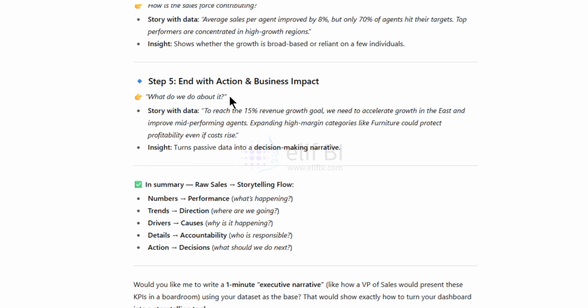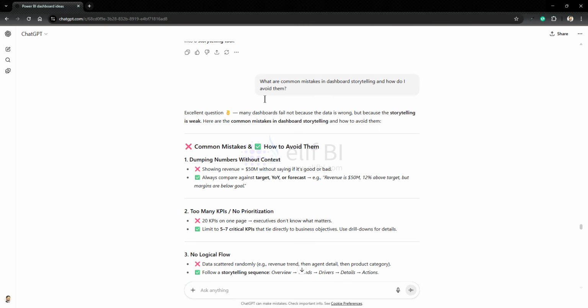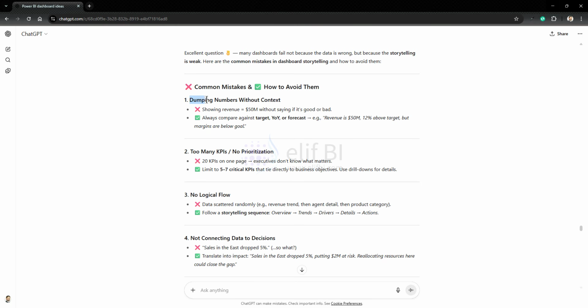Remember that when we were talking about the dashboards, there were 3 different aspects about the dashboard, that it tells us what happened. It should also tell us why it happened. And the third point was, what should we do about it? So this is how we are going to turn our insights into actionable insights. And then I ask a general question, which is not related specifically to this dashboard. And that is, what are the common mistakes in dashboard storytelling and how do I avoid them? And then it tells me, first, which is a very common mistake, dumping the numbers without context.